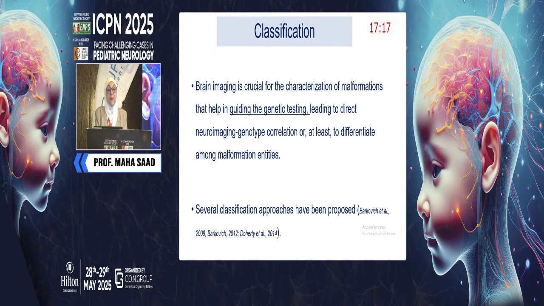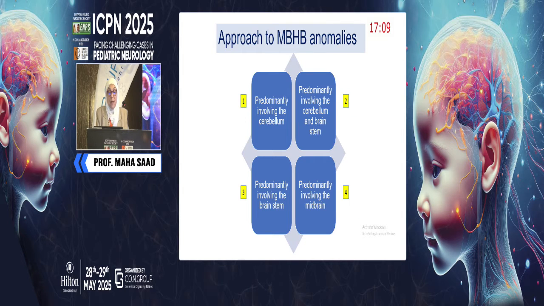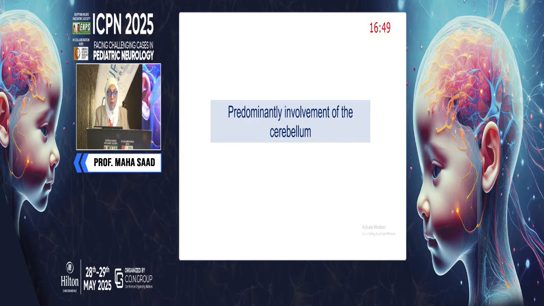The classification is based on neuroimaging findings, and there are several classifications regarding the hind brain anomalies that predominantly involve the cerebellum, predominantly involve the cerebellum and brainstem, predominantly involve the brainstem, and predominantly involve the midbrain. This is of the whole posterior fossa. There are 5 categories, each one based on the neuroimaging criteria that we can find.